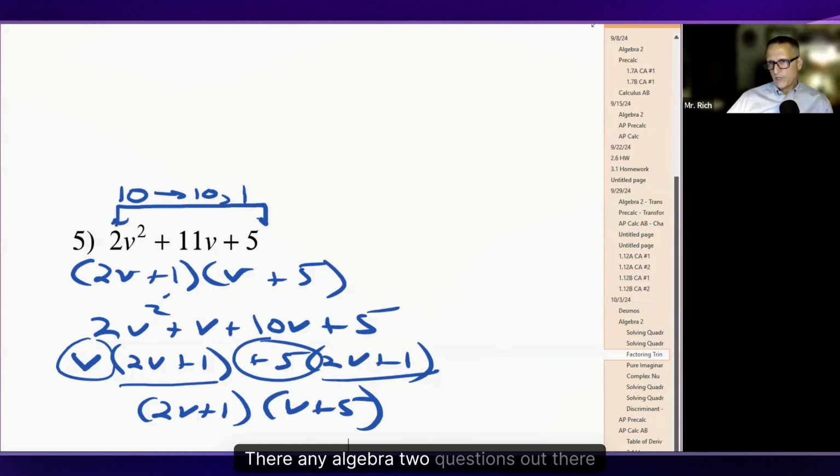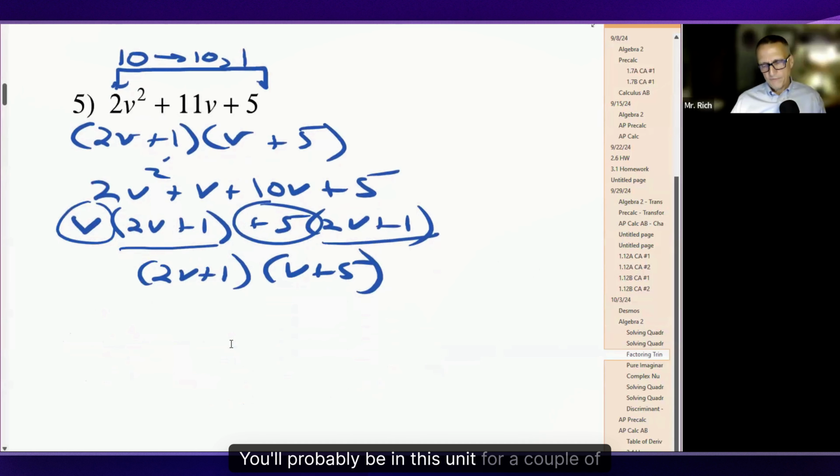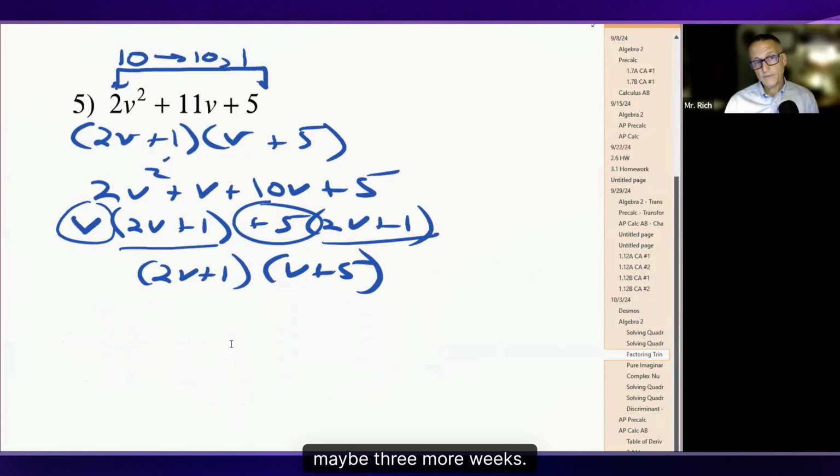Any Algebra 2 questions out there, students? While I'm on Algebra 2 on quadratics, you'll probably be in this unit for a couple of weeks. With this storm coming, who knows, maybe 3 more weeks. You never know. No questions? Algebra 2? Let's move on.